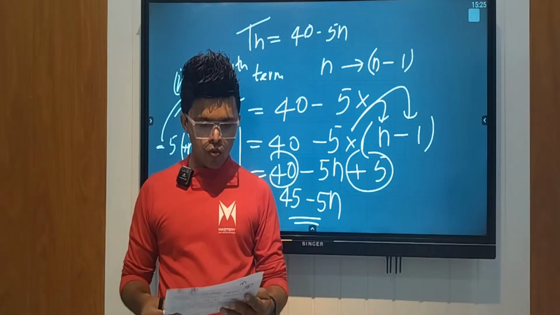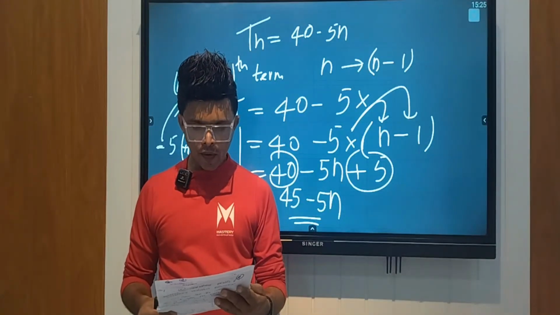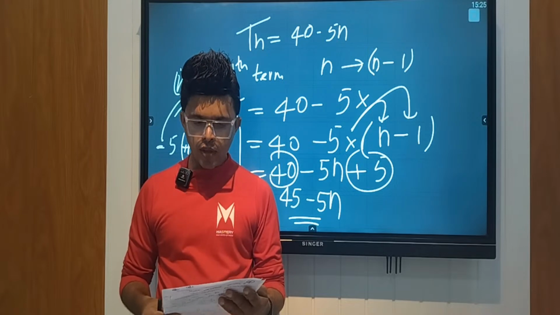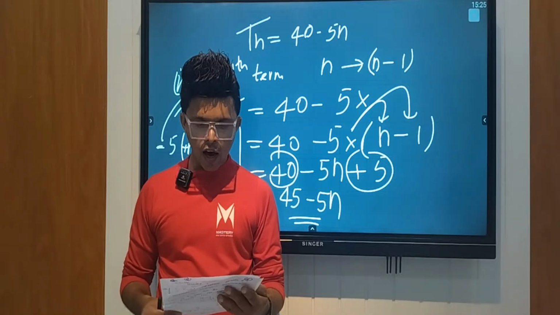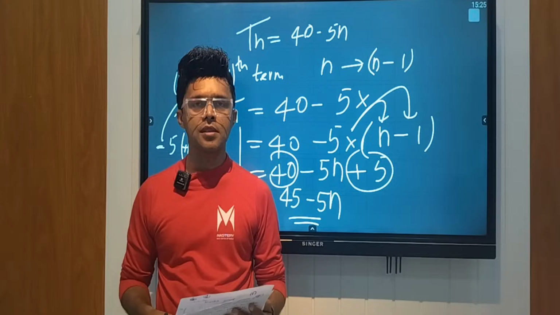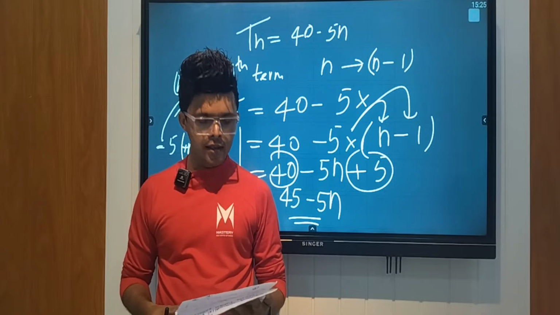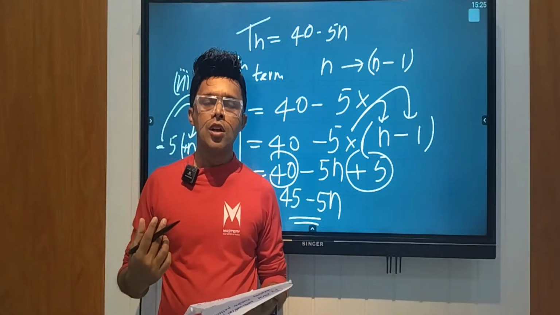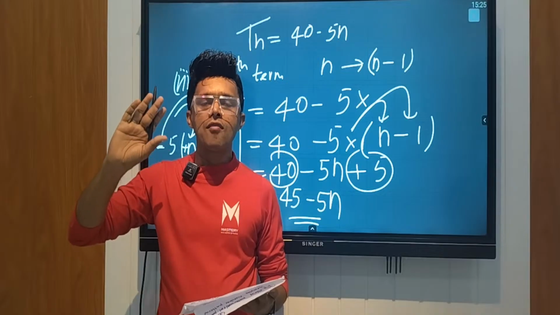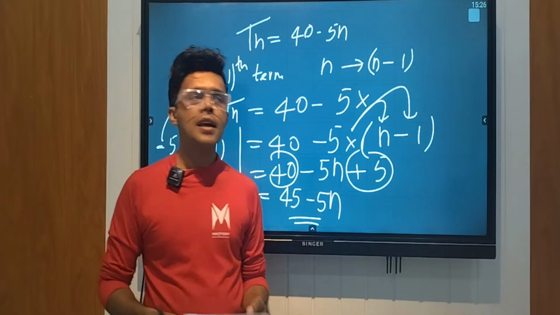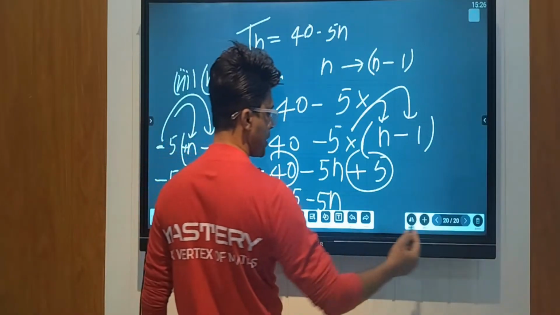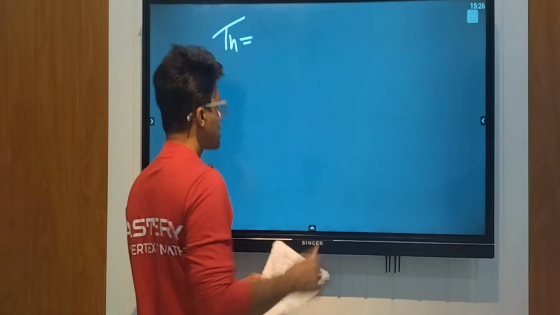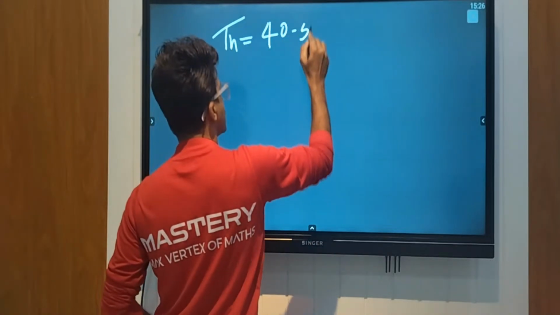Okay. In the other question it says: show that the numbers that are coming after the 8th term are negative numbers. I will repeat it again. Show that the numbers coming after the 8th term are negative numbers. Considering this, the general term is Tn equals 40 minus 5n.